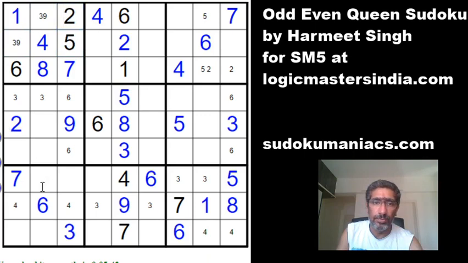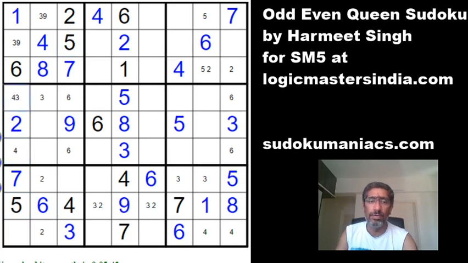So 2, 2, this is a 2, 2. So this is a pair of 2, 3, which basically makes this a 4, 5. Oh, 5 is there. So this is a 4, this is a 5. 4, 3, 4, 3. And this will be a 5.